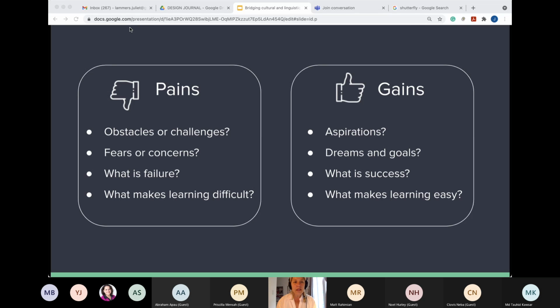Pains are the obstacles or challenges that a learner faces, their fears or concerns, their ideas of failure, and what makes learning difficult for them. Gains are about what the learner aspires to. What are their dreams or goals? What does success look like to them? And what makes learning easy for them?